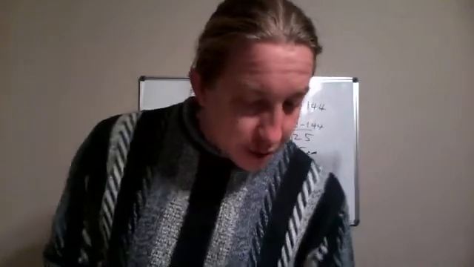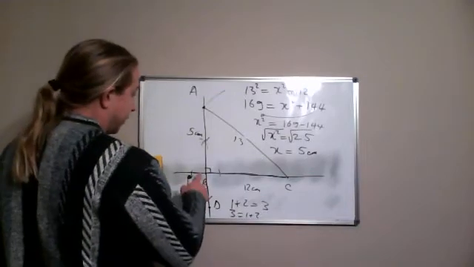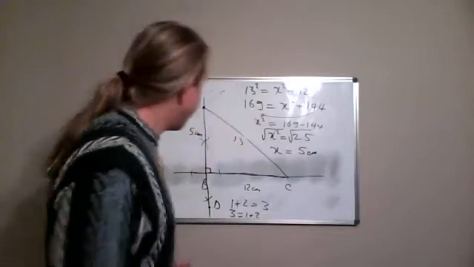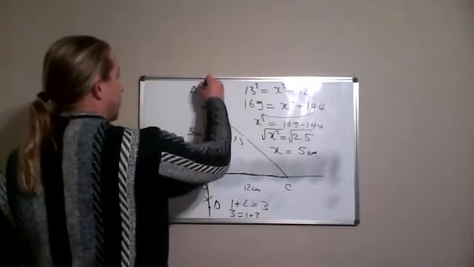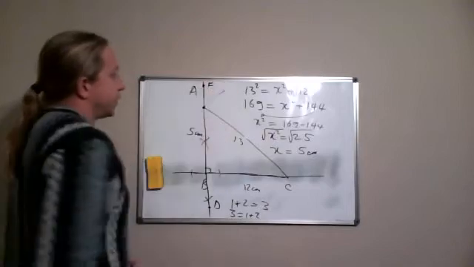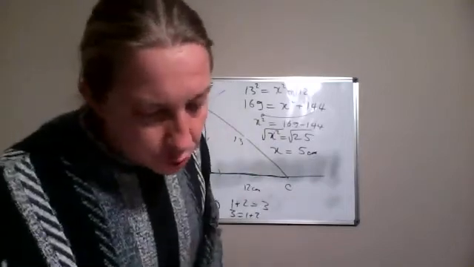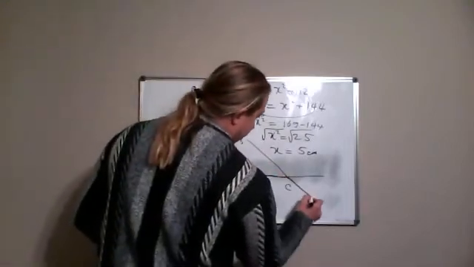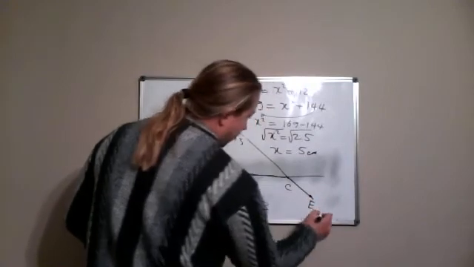Then they say to us, extend BA to F and AC to E. BA, we extend it to point F, there it is. And they want us to extend AC to point E. AC to point E. Okay.